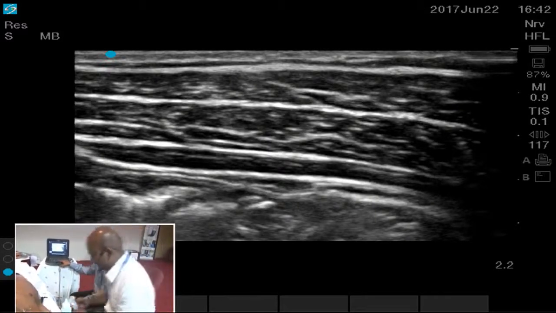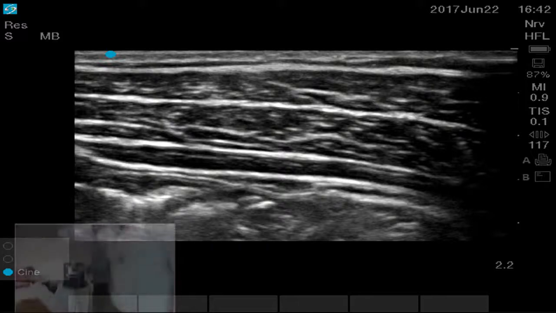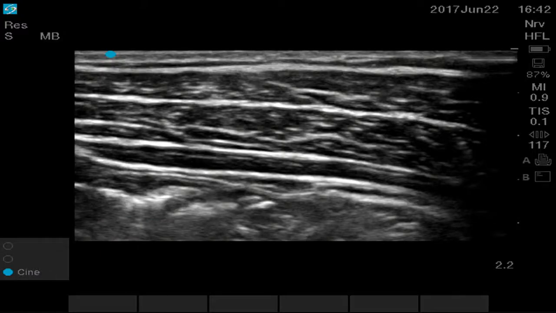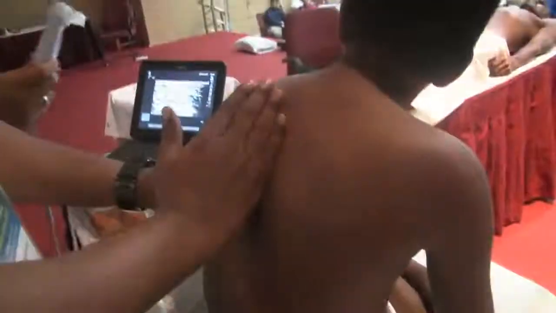So now we will go to the back. I will show you the thoracic epidural, paravertebral, and then intercostal.